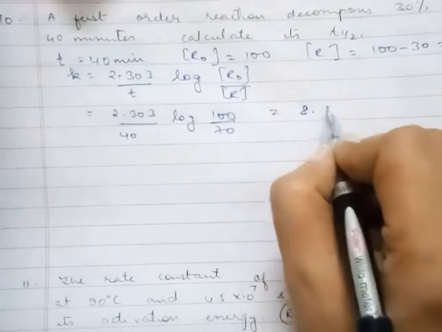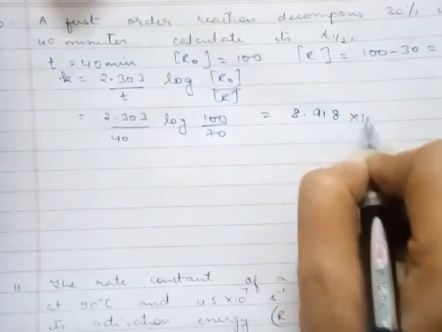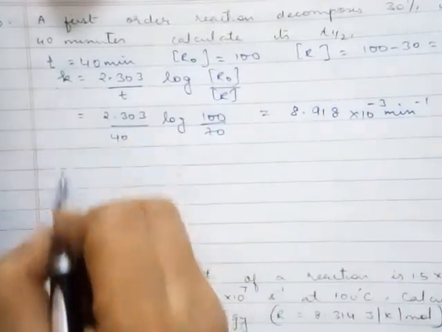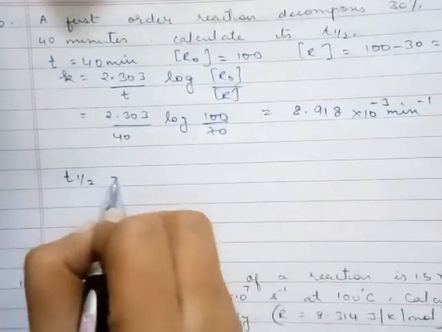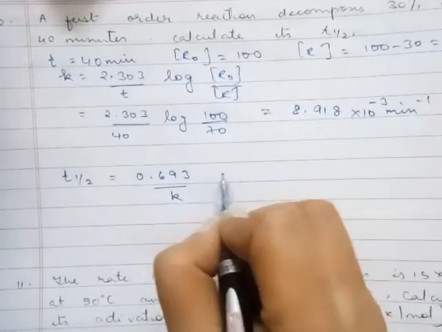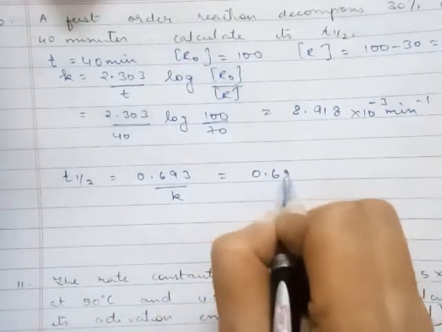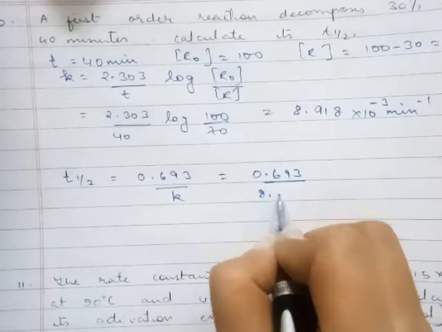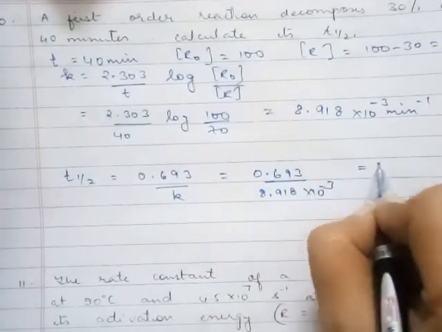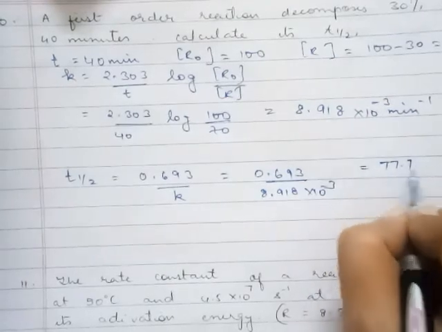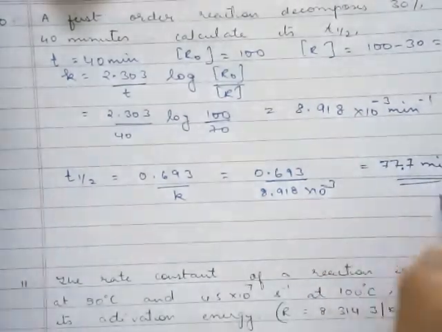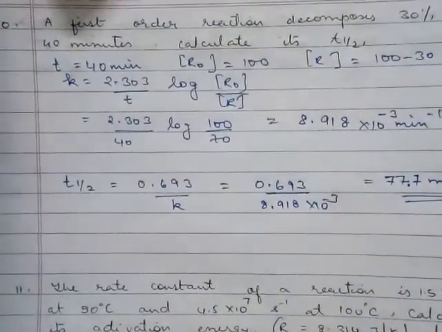इसका रेट कांस्टेंट आ रहा है 8.918 10 to the power minus 3 minute inverse. Once you get k, we know t half is equal to 0.693 by k. k मिल गया तो 0.693 डिवाइड बाय 8.918 10 to the power minus 3 minute is your answer, which is 77.7 minutes. So it's 77.7 minutes the half life period.